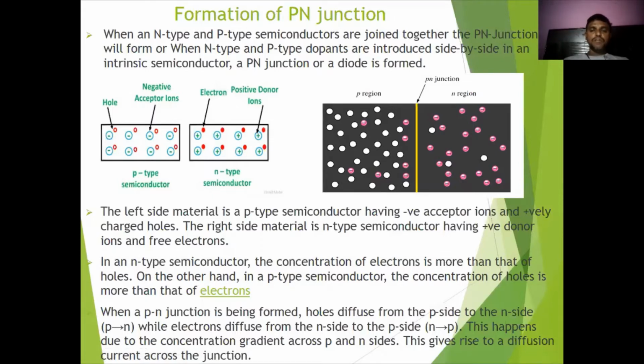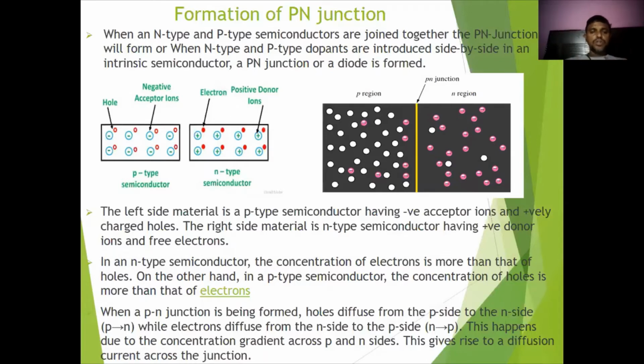there will be electron-hole generation. Due to that, some minority carriers will be there in the n-type semiconductor, and at the same time in the p-type semiconductor the minority carriers are electrons. This one we have already seen in the extrinsic semiconductor.